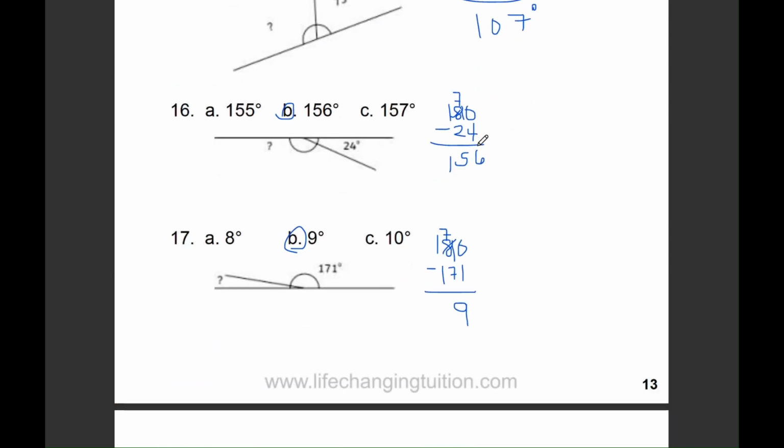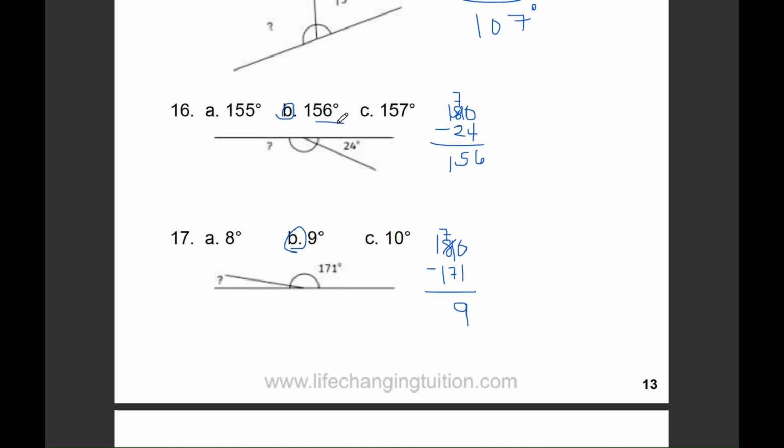Question 16. Missing angle with a small 24 degrees adjacent. Options: 155 degrees, 156 degrees, 157 degrees. Why not? 155 or 157 are off by 1 degree. Answer: 156 degrees.